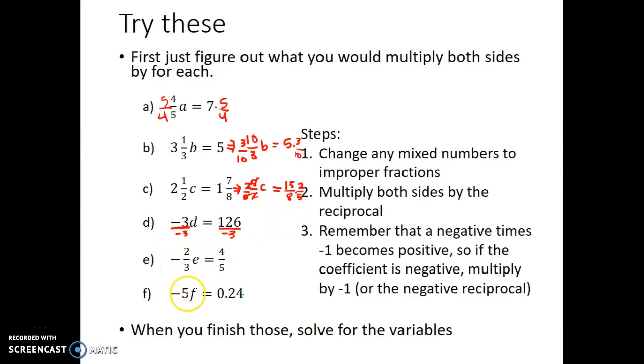What about this one and this one? I want you to think about these two on your own and bring the answers to these two to class tomorrow. So I want you to multiply both sides by something to isolate the variable. And then these two, at least, I want you to solve. You could solve these ones too if you want.